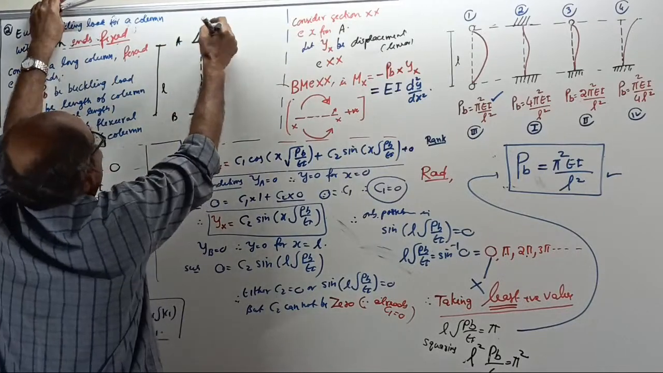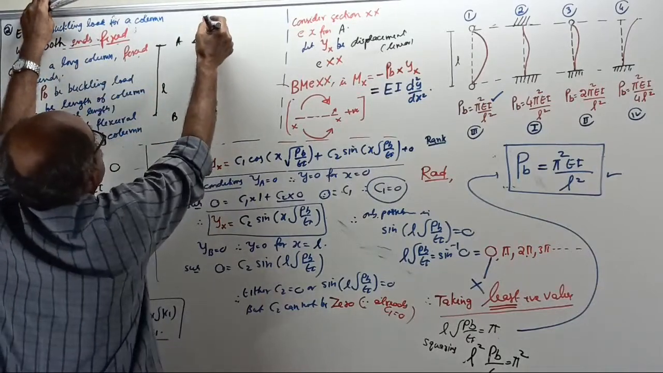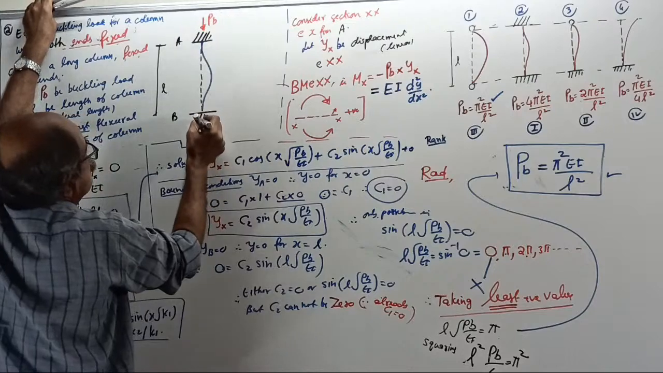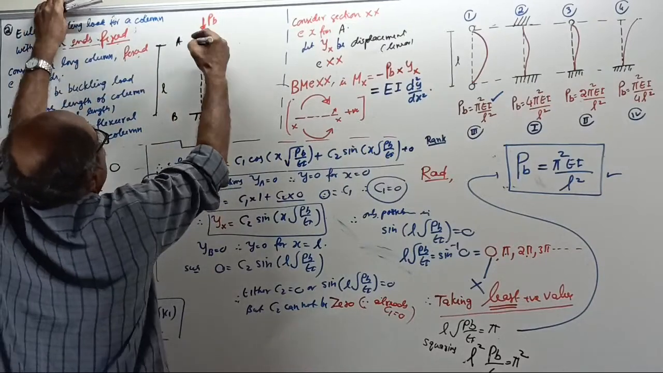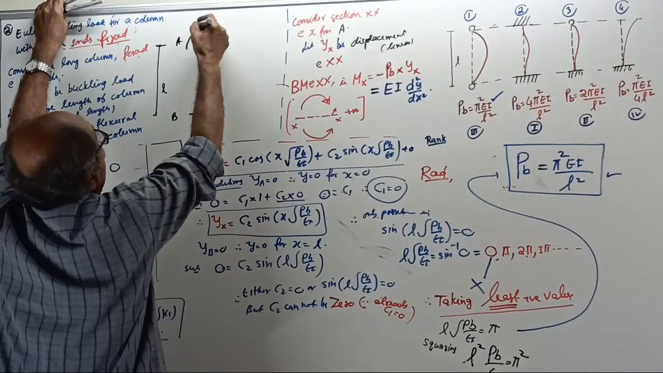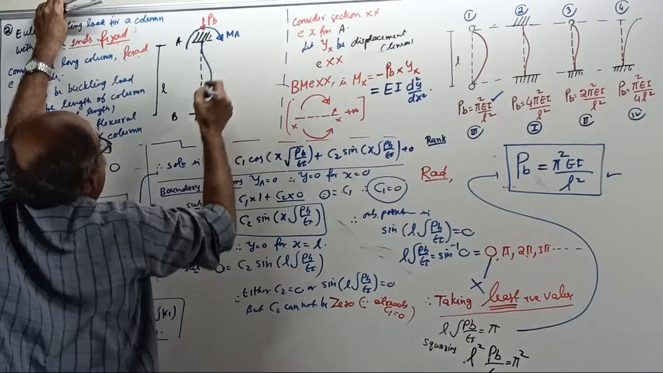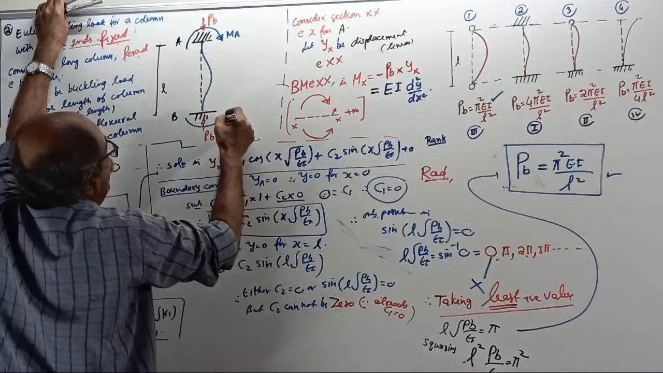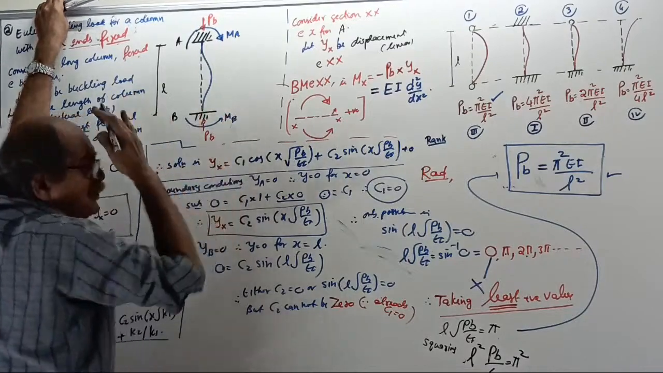And then here the buckling load is PB. I told you last time PB means this also PB, and there will be a reacting moment here, MA, and a reacting moment here, MB.